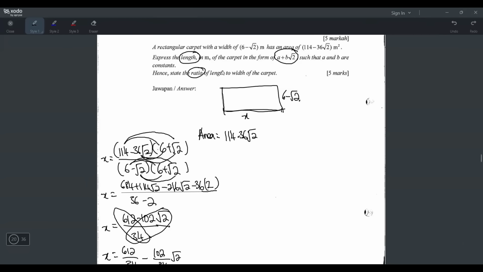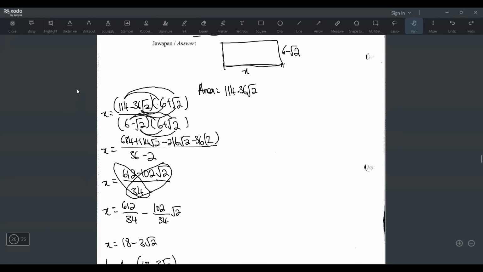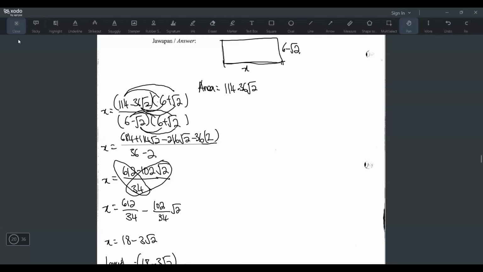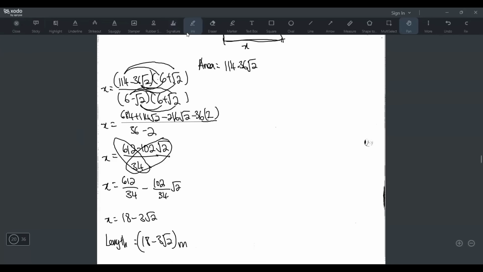Okay, now there's still one more thing they wanted us to find. They want to find ratio of length to width of the carpet. So ratio is like nisbah lah. Okay, so macam mana nak cari dia punya nisbah? So first kita tahu dah length and width punya apa? Punya meter, right? So length in meter is 18 minus 3 square root 2.